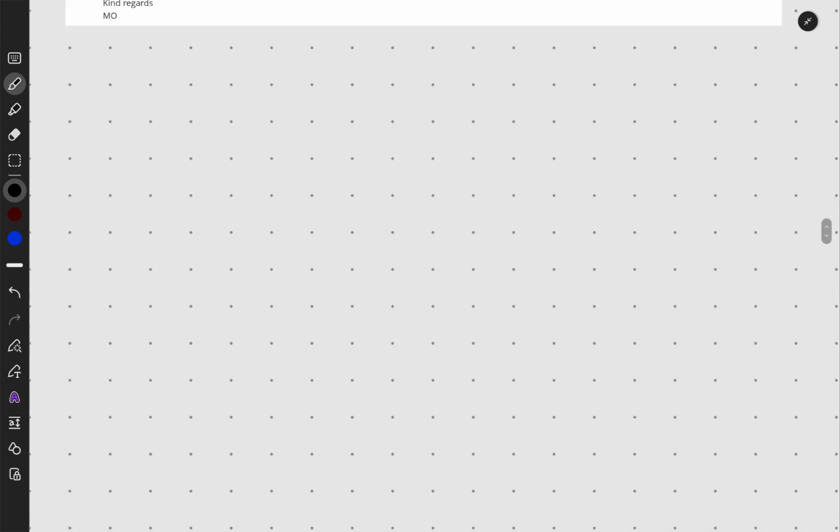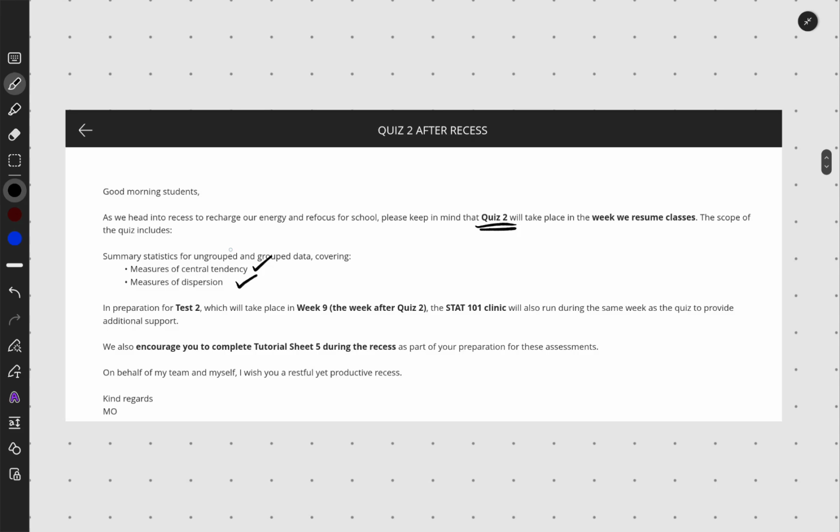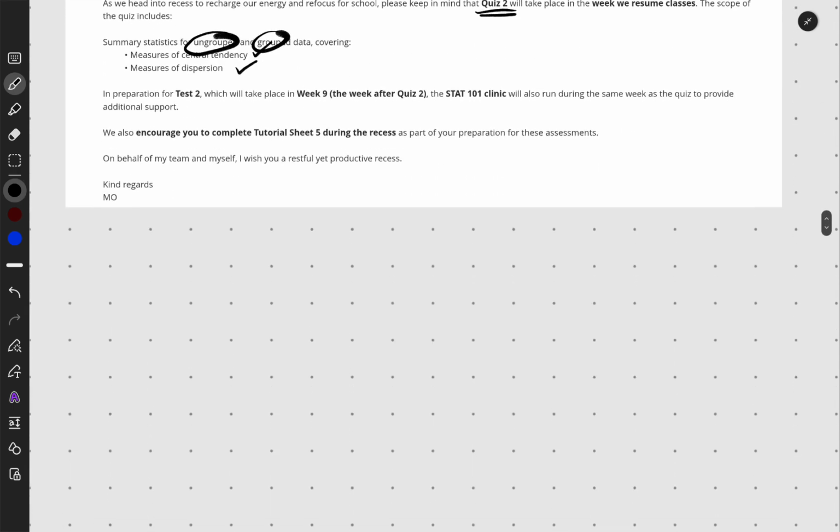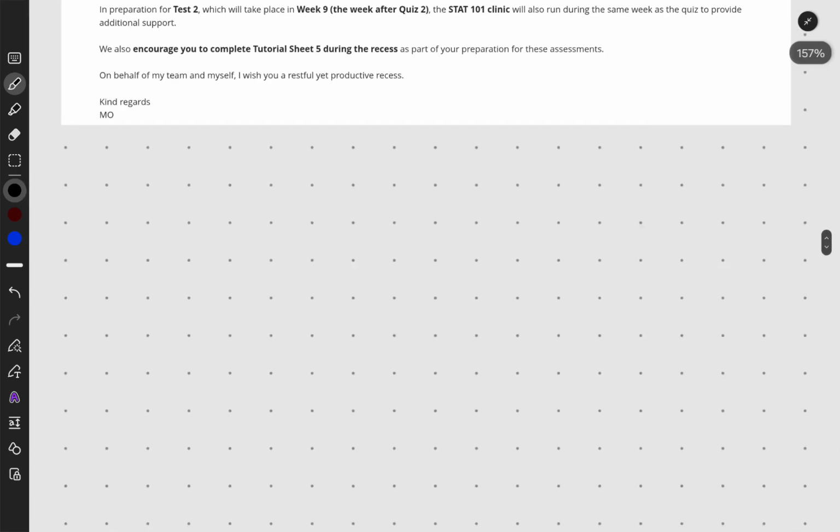Okay, now the thing of it is, first, I'm just going to give you formulas, all right? I'm just going to give you formulas of these two things, because here you can see that they said for ungrouped and for grouped data. So you need to know measures of central tendency for ungrouped data and for grouped data, and you need to know measures of dispersion for ungrouped data and for grouped data. So that is what we want to do. I showed you the message.